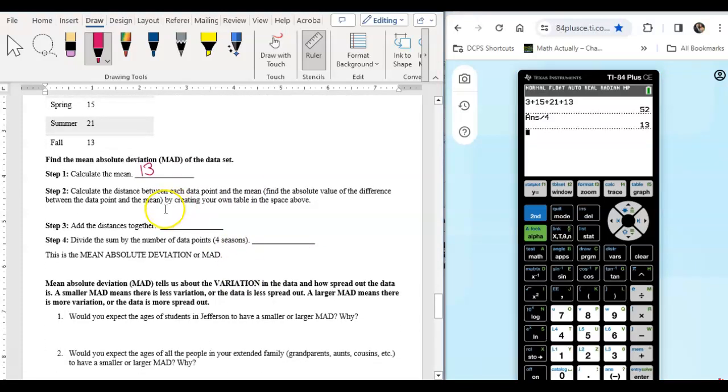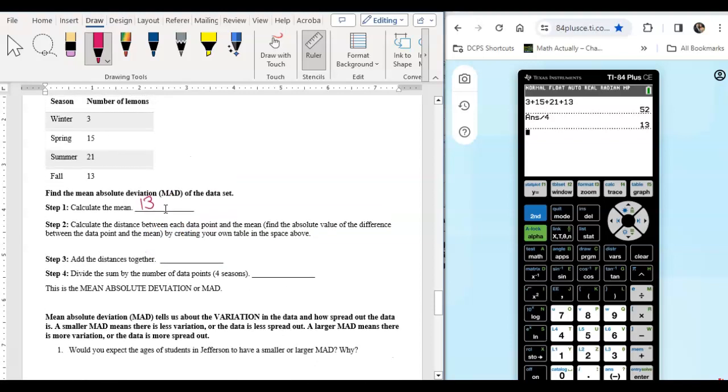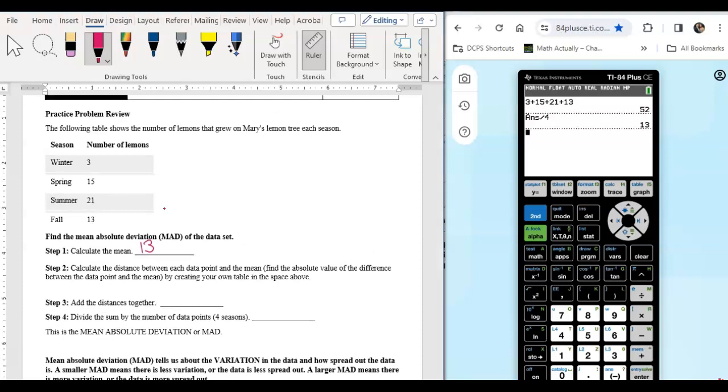It says calculate the distance between each data point and the mean. Find the absolute value of the difference between the data point and the mean by creating your own table above. So the mean is 13, right? And so then the distance from 13 and all of these points is 10 here, 2 here, 8 here, and 0 here.